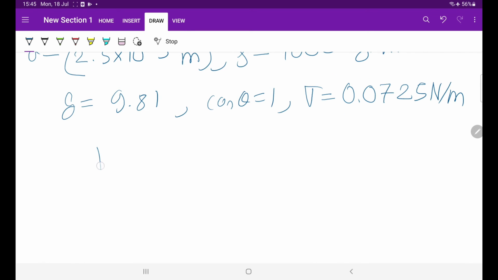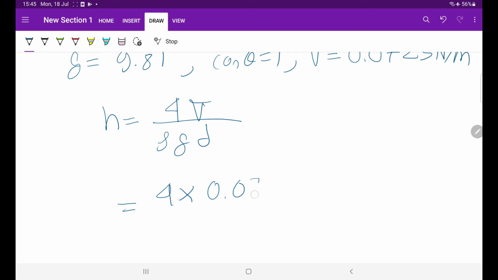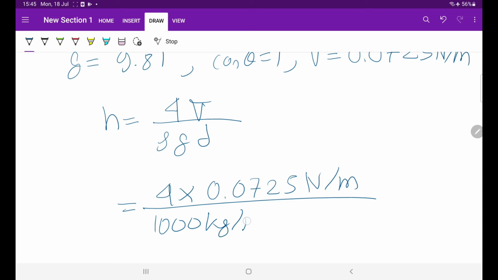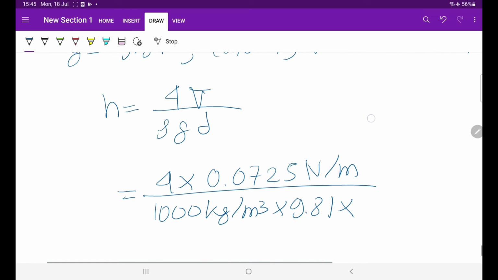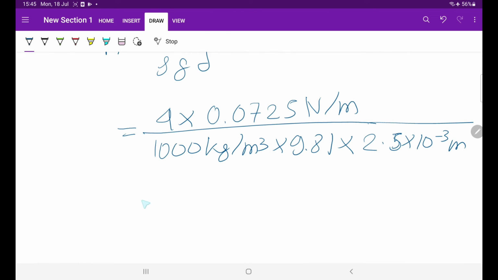So everything is given, so h will be 4 sigma, sorry, write it properly. h will be 4 sigma by rho g D, which is 4 into 0.0725 Newton per meter, divided by 1000 kg per meter cube into 9.81 into D, and D is 2.5 into 10 to the power minus 3 meter. Take some time to calculate it with the help of the calculator.